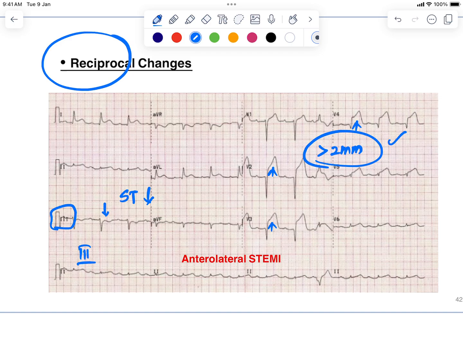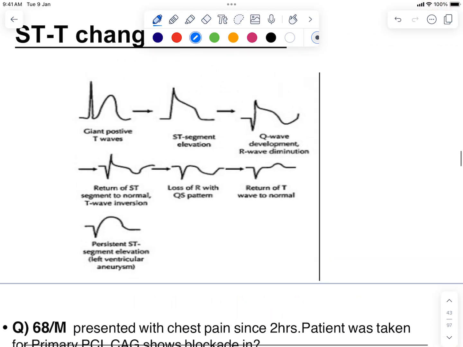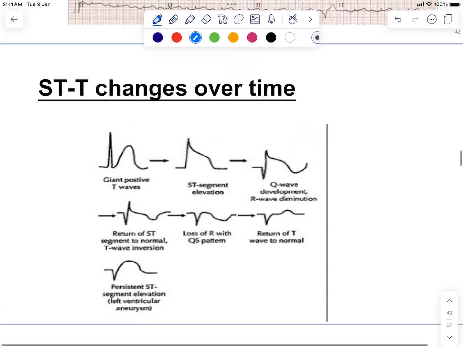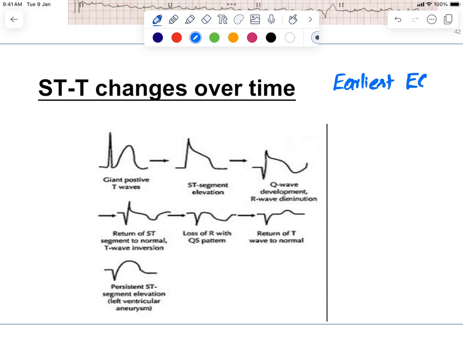And as time passes, in patients with ST segment elevation MI, the ECG changes also differ. What are the dynamic changes you get in patients with MI? That includes the following. Actually, the earliest ECG change in patients with MI is not ST segment elevation. It is a broad, tall T wave.